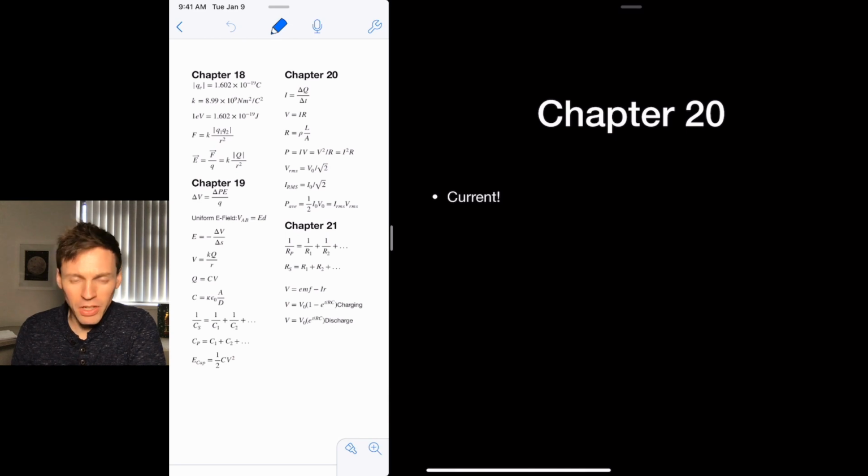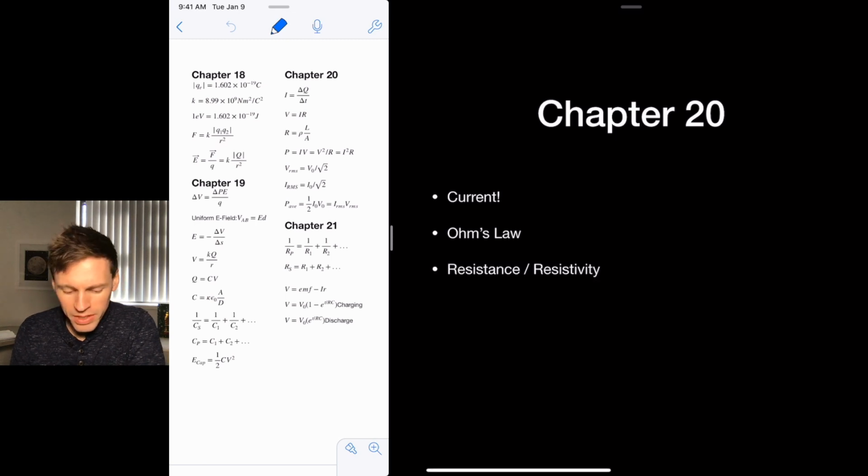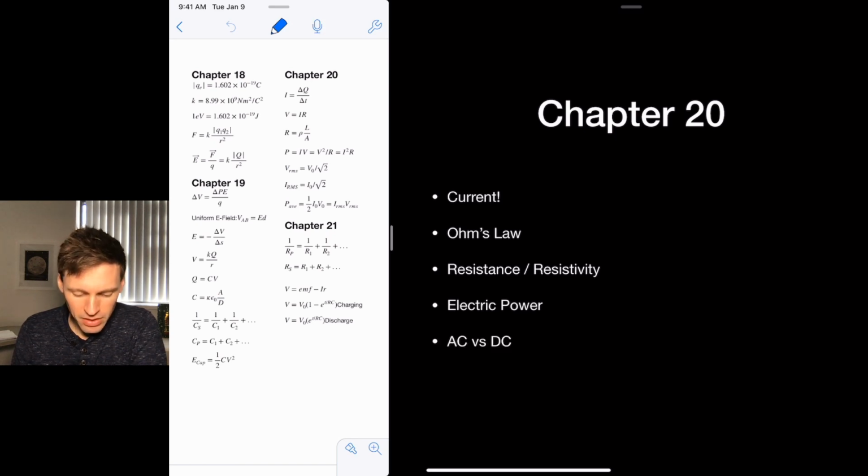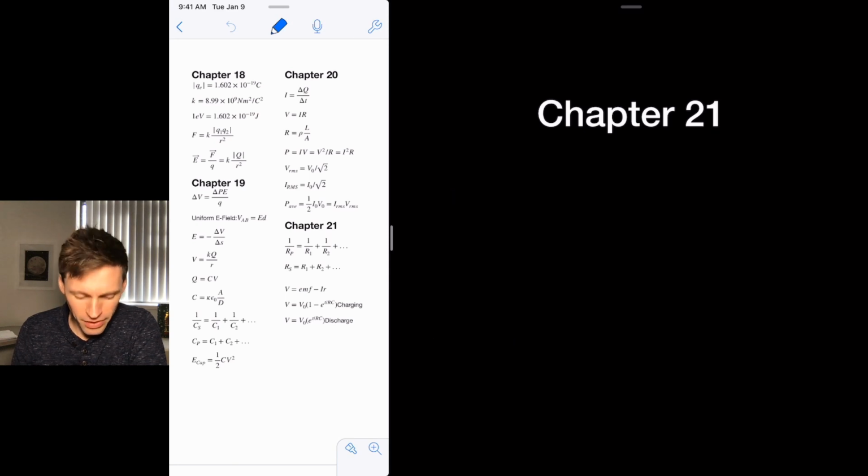In chapter 20, current. What is current? Coulombs per second, amps. Ohm's law, V equals IR. Make sure you know resistance and resistivity. So how do you calculate the resistance of a resistor using its resistivity? Electric power, P equals IV. AC versus DC. Make sure you know all your RMS values of voltage and current.